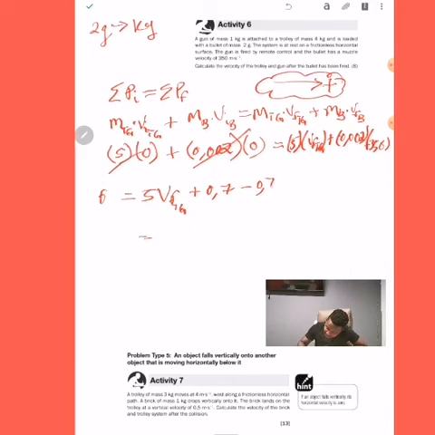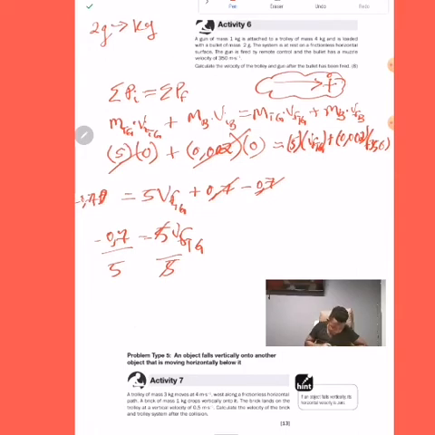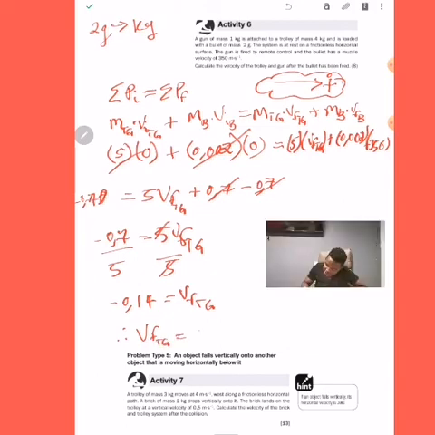So we will then eliminate 0.7 on this side and subtract 0.7 on this side. So this is a zero, this is a zero. So we will have negative 0.7 on this side equals 5 VFTG. We will then divide by 5 on both sides. 0.7 divided by 5, we will have negative 0.14 equal to VFTG. Therefore, VFTG is equal to 0.14 meters per second.